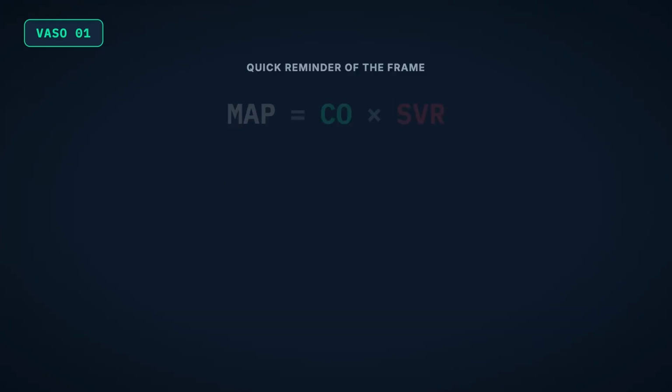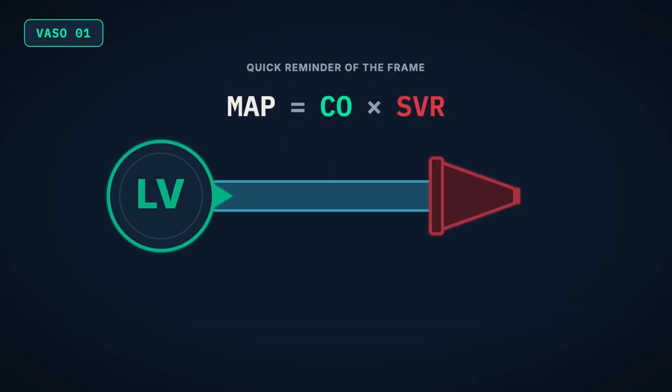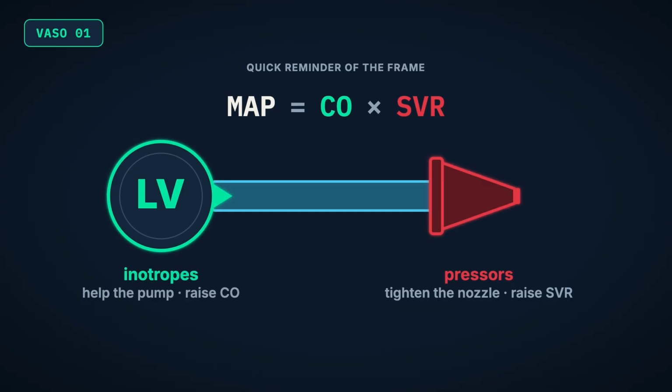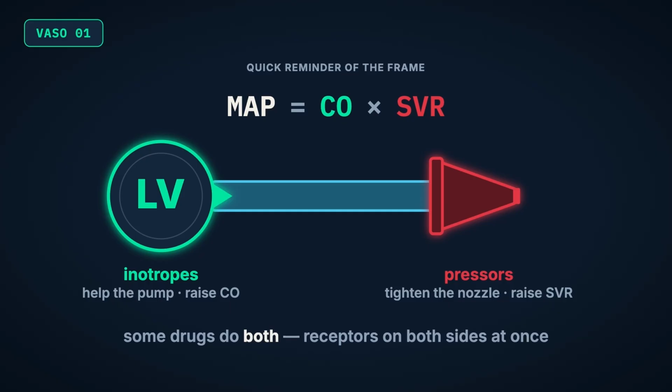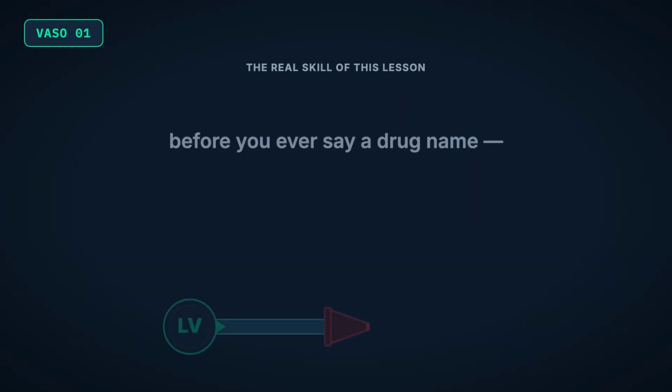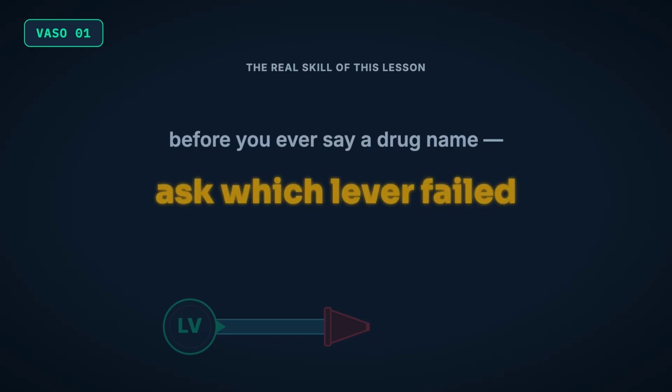Quick reminder of the frame. MAP equals cardiac output times SVR. Pressors tighten the nozzle. They raise SVR. Inotropes help the pump. They raise cardiac output. Some drugs do both because they hit receptors on both sides of the equation at once. Which brings me to the real skill of the lesson. Before you ever say a drug name, ask which lever failed.